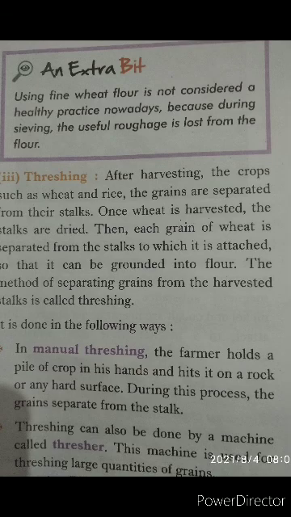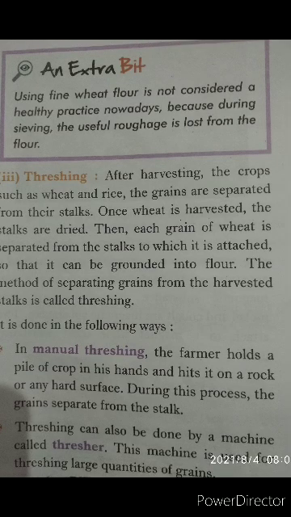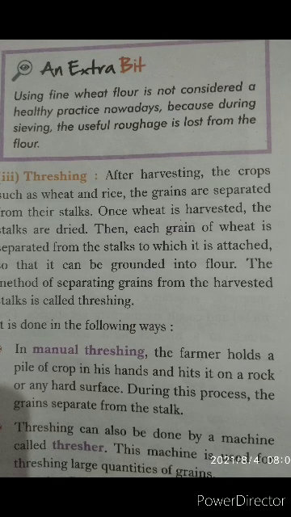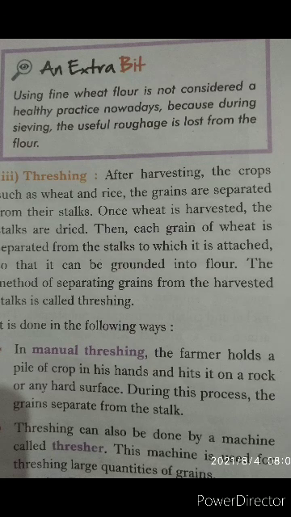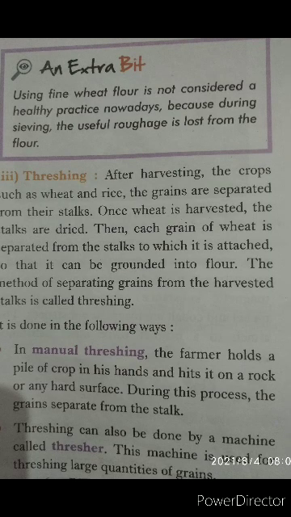The method of separating grain from the harvested stalks is called what? Threshing. What do you mean by threshing? Just underline it. Okay, the method of separating grains from the harvested stalks is called threshing. So after cutting wheat and rice, to take the grain out of the straw you have to do something, and that is called threshing.